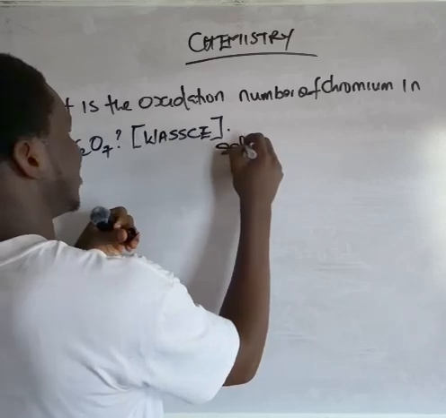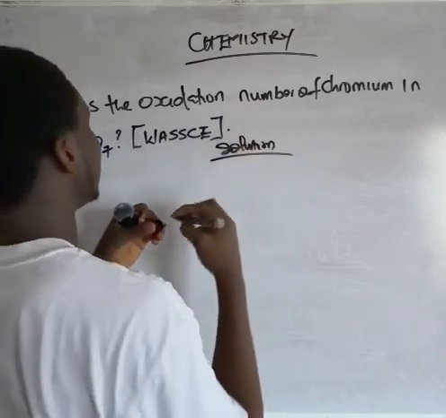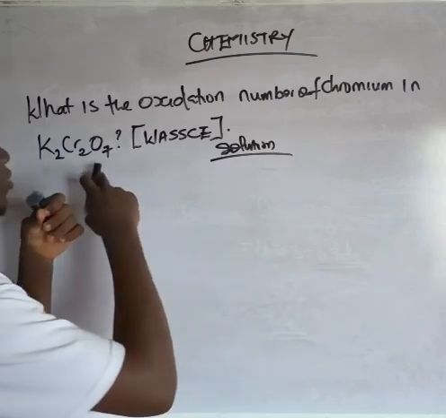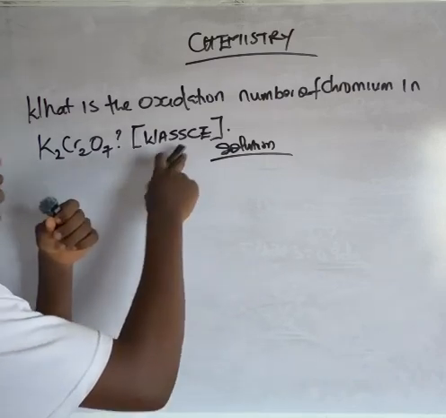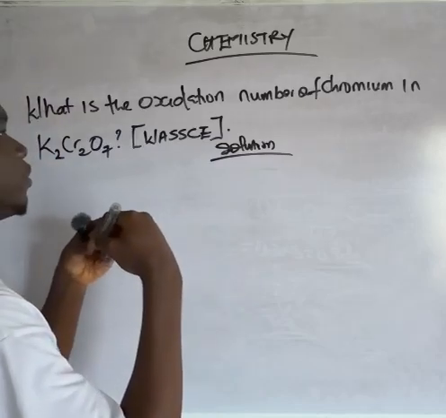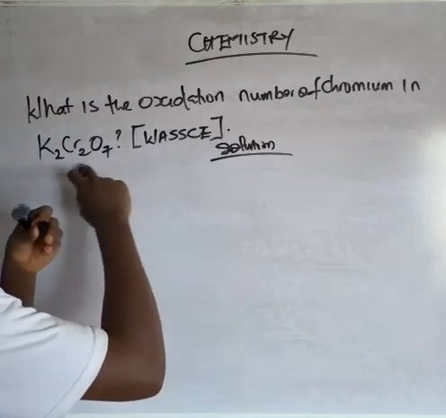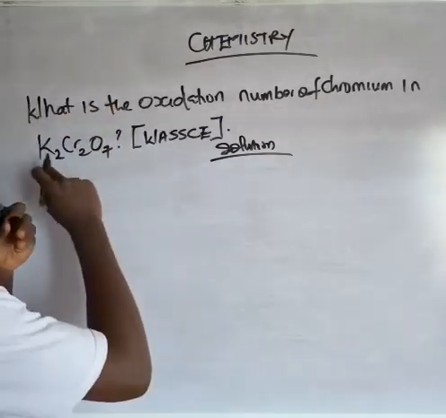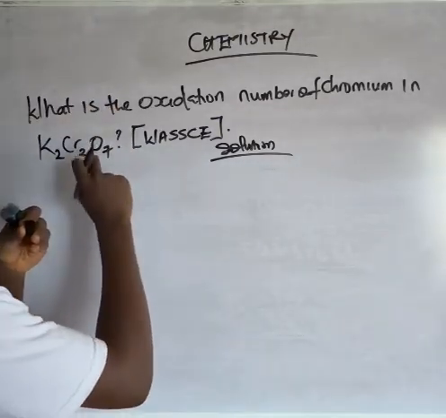Solution. So now the question is, what is the oxidation number of chromium in K₂Cr₂O₇? That is a WAEC past question. First of all, you need to understand that this trinary compound is made up of three elements. We have potassium, we have chromium, and we have oxygen.